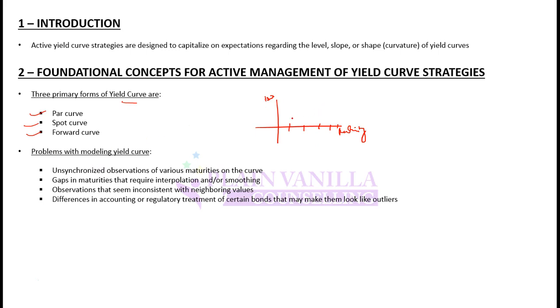And generally yield curve would be upward sloping. Why? Because generally the longer the maturity, the higher is your rate. So generally it is upward sloping, not always, but generally it is.